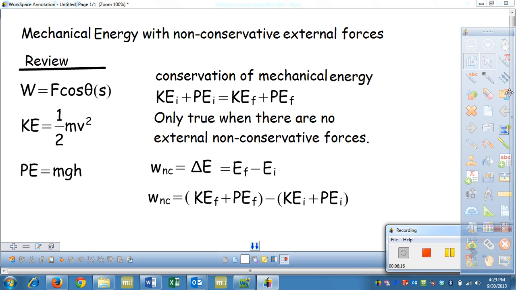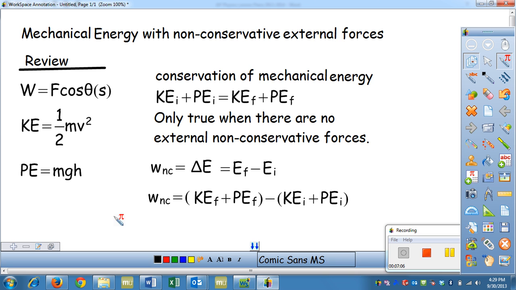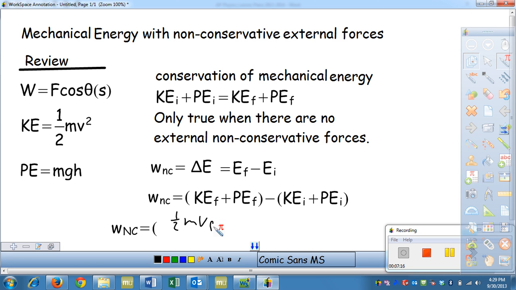I guess maybe I'll write one more version of this. Let me try this one. Okay, so work done by non-conservative forces is going to equal 1/2 mv final squared plus mgh final minus 1/2 mv initial squared plus mgh initial.